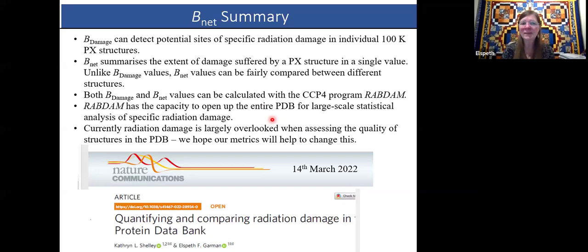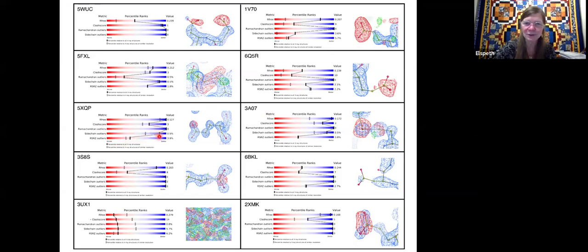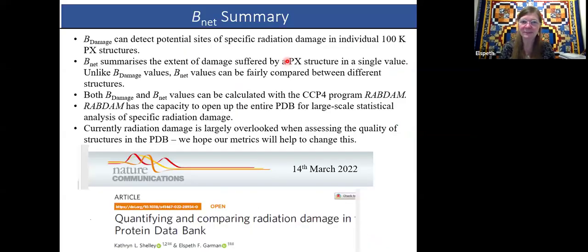So at the moment, radiation damage is really overlooked when you assess the quality of structures in the PDB. And what we would really like to do is to get our metric added to these metrics that you get whenever you put a structure up, which give you the quality. What you want is everything to be at the blue end here, and you can see that this one's a terrible one because everything's red here. Whereas most of these don't show anything really bad in the red. So we would like to get our metric put in here, and we're working at that. It has to fulfill some software requirements, which we're trying to fulfill at the moment.